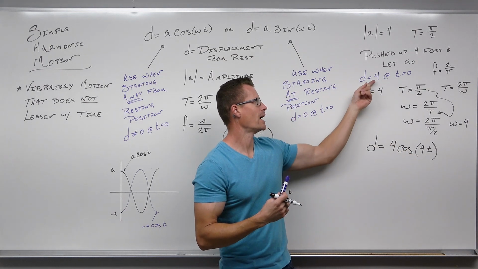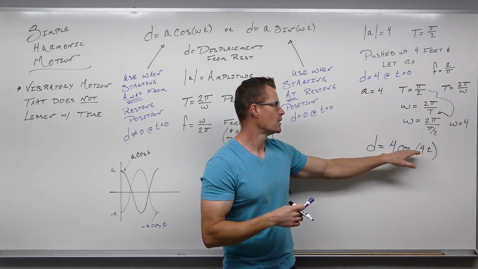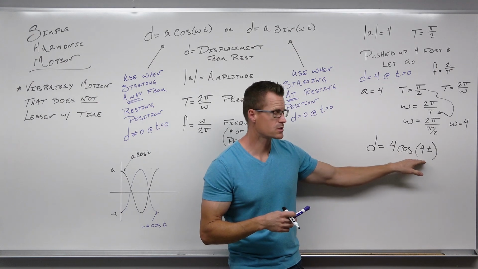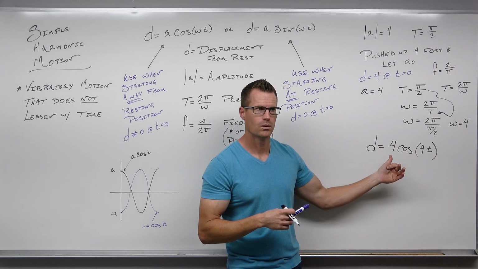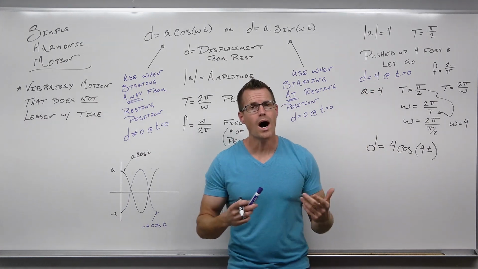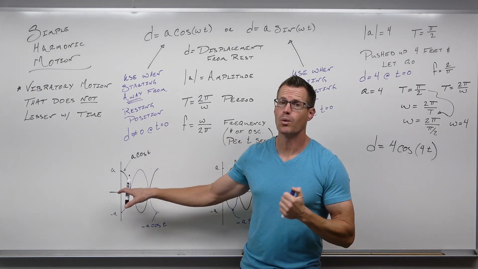So if you had accidentally had a negative here, you plugged in 0, you get negative 4. You go, wait a minute, I know I'm at positive 4 when I start. That's a problem. What if you had chosen sine? Well, then 4 times sine of 0 would be 0, and you go, oh, this is starting at rest, not where I want it to. This is why we choose sine for starting at rest and cosine for starting away from rest.